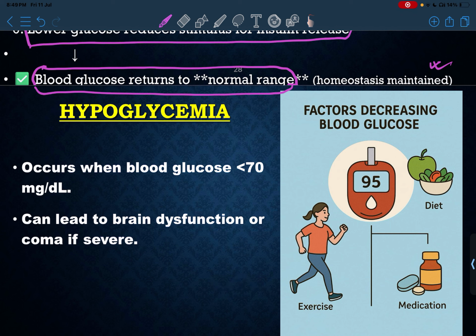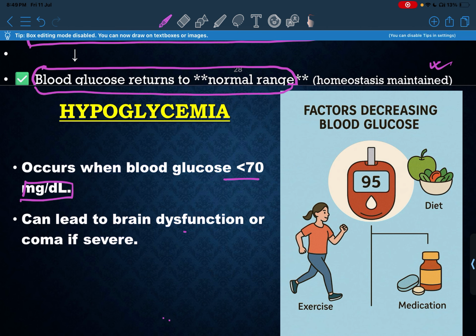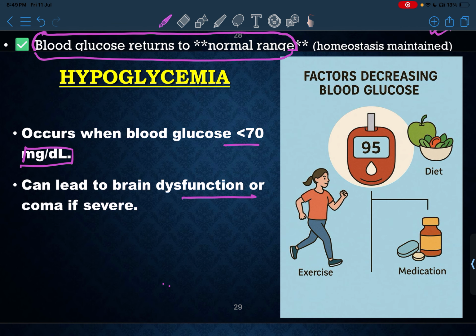So let's see what is hypoglycemia. Hypoglycemia is when the blood glucose falls below the normal level, that is less than 70 milligram per deciliter. It can lead to brain dysfunction or coma in severe cases. So low glucose level is a very severe problem. In this case, there may be brain dysfunction or brain death, or you can go into coma.